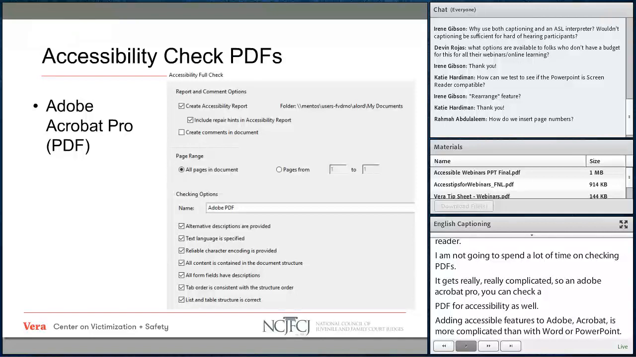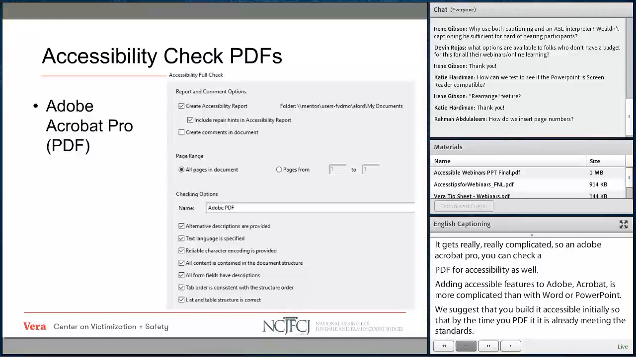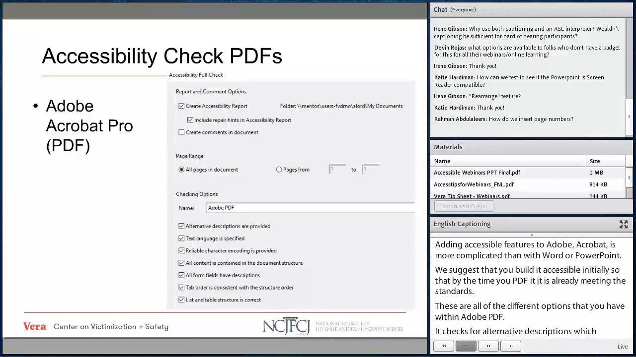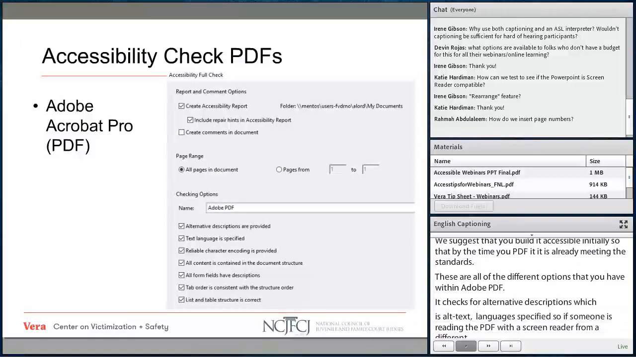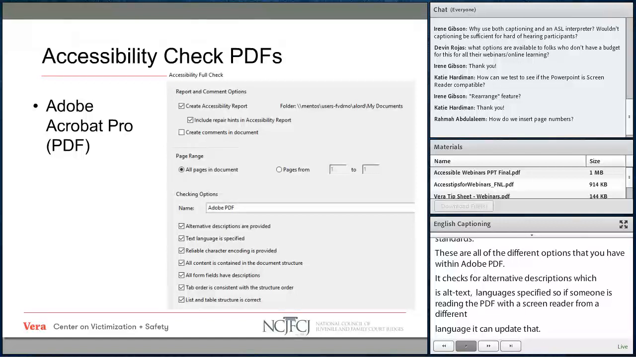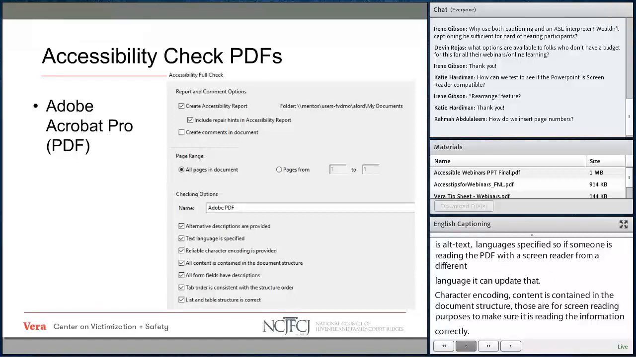These are all of the different options that you have within Adobe PDF. It checks for alternative descriptions, which is alt text. Text language is specified so that if someone's reading your PDF with a screen reader from a different language, it will be able to update that. Character encoding, content is contained within the document structure. Again, those are for screen reading purposes to make sure that it's reading the information correctly. Form fields have descriptions. Again, that's for when you're filling out a fillable PDF. Tab order is consistent. That's reading order. List and table structure is correct.